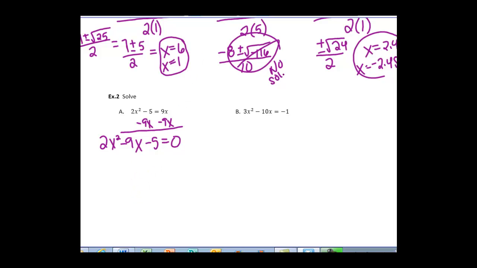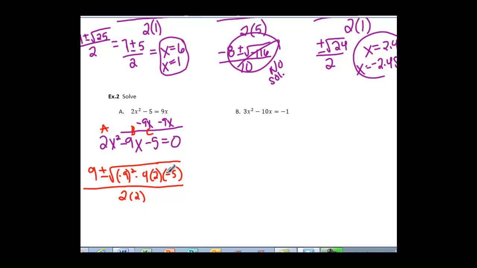Okay, now we're going to do the same thing that we have been doing. We're going to label this a, b, and c, and we're going to go from there. You're going to go ahead and plug them into your formula again. So opposite of b, which will be 9. And then we have our plus minus square root of negative 9 squared minus 4 times a, which is 2, times c, which is negative 5. All over 2 times a, which in this case is 2.